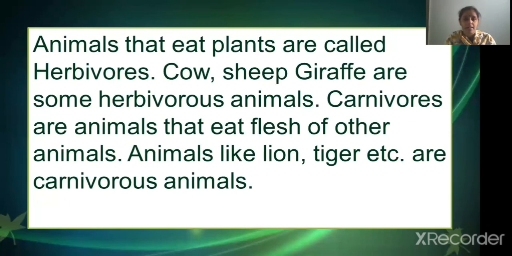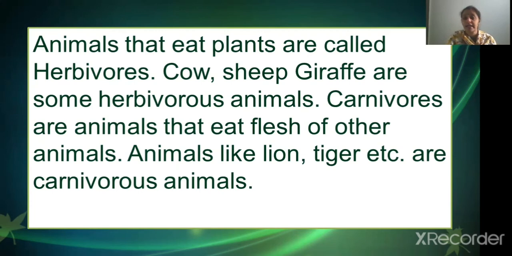Animals that eat plants are called herbivores. Cow, sheep, giraffe are some herbivorous animals. Carnivores are animals that eat flesh of other animals. Animals like lion, tiger, etc. are carnivorous animals. Clear, children? Animals that eat plants are called herbivores. What are the examples? Cow, sheep, giraffe are some of the herbivorous animals.